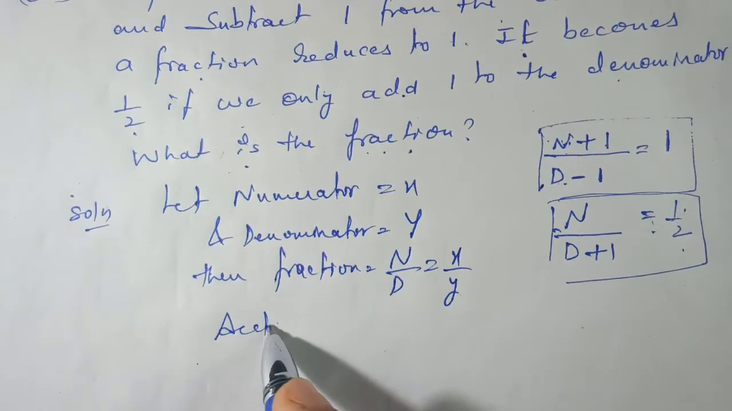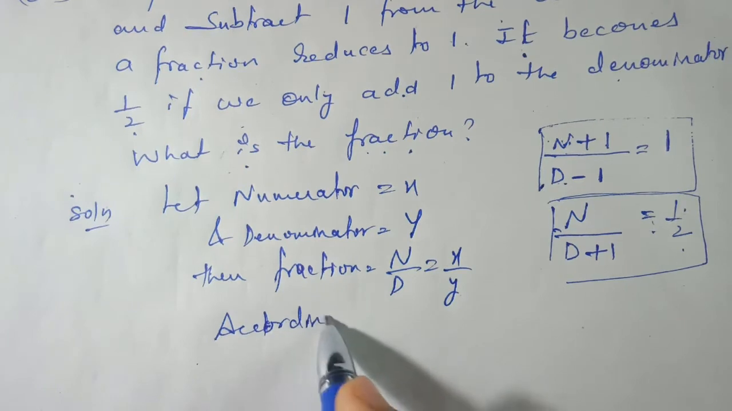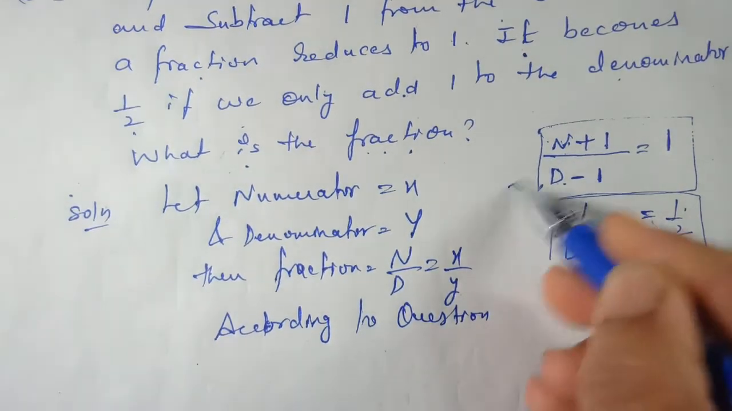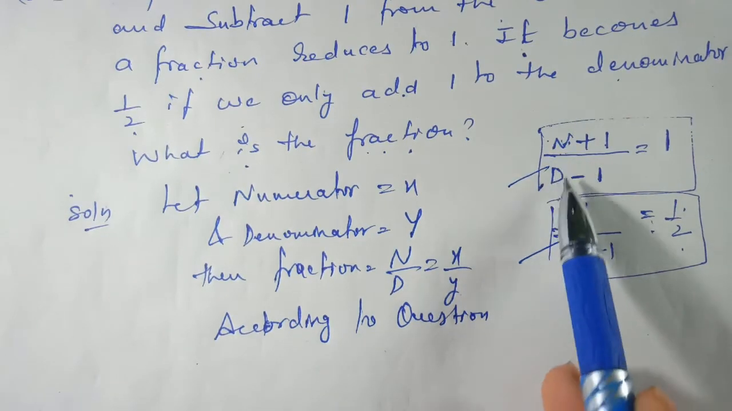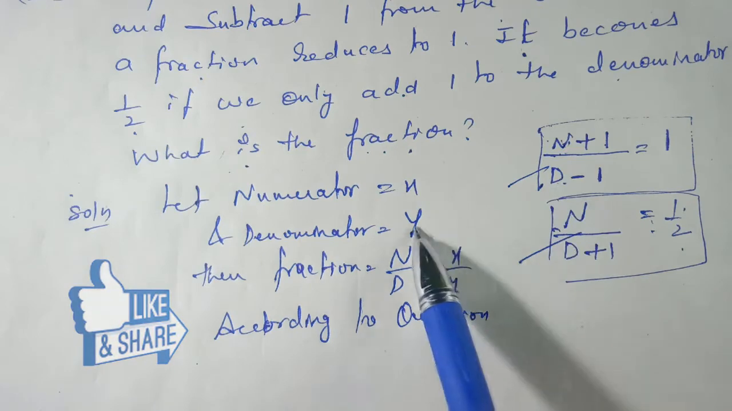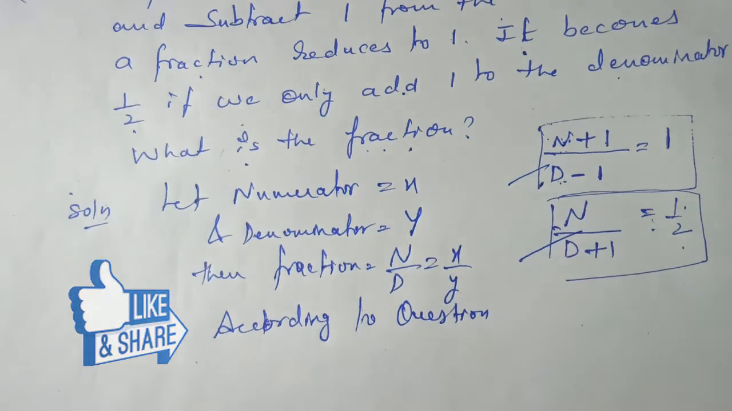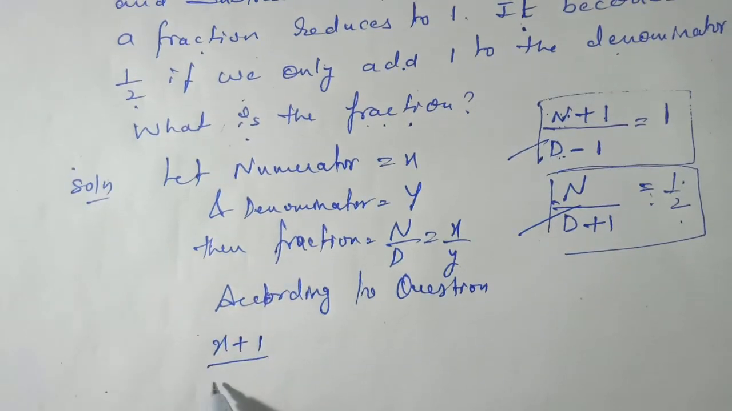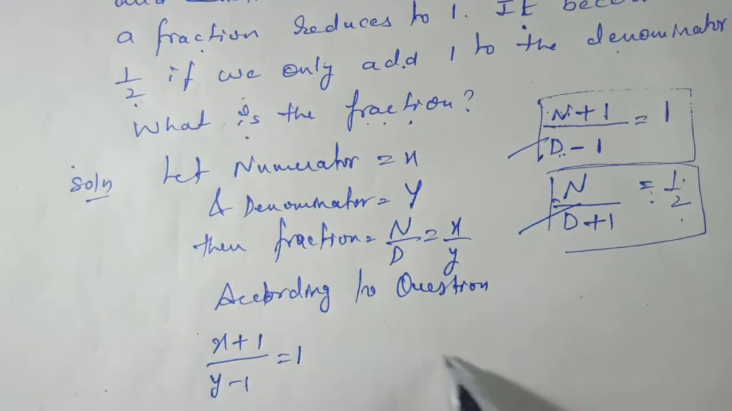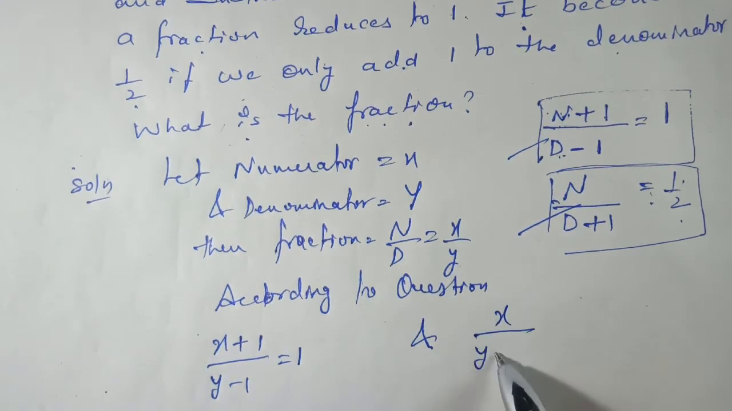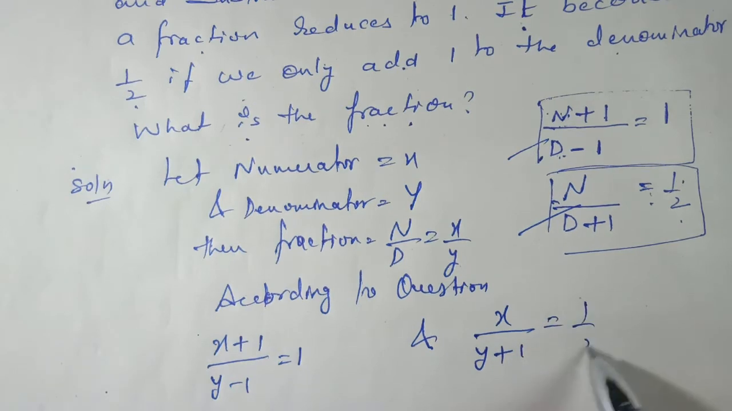Then according to the question, these are the two conditions. In these two conditions, in place of numerator we have to write x, and in place of denominator we have to write y. It means we have x plus 1 divided by y minus 1 equal to 1, and x upon y plus 1 is equal to 1 upon 2.